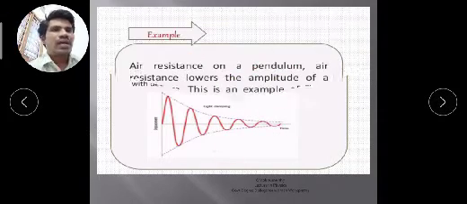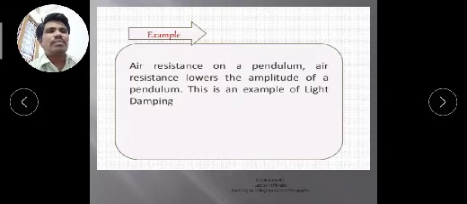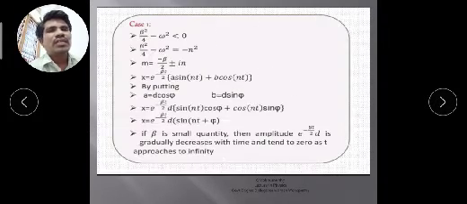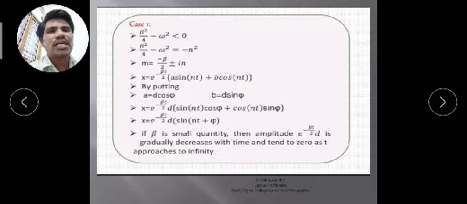For example, air resistance lowers the amplitude of a pendulum. This is an example of light damping. Case 1 is written as beta square by 4 minus omega square less than or equal to 0. Then beta square by 4 minus omega square is equal to minus n square, m is equal to minus beta by 2 plus or minus i n, and x is equal to e power of minus beta t by 2 times a sin nt plus b cos nt.